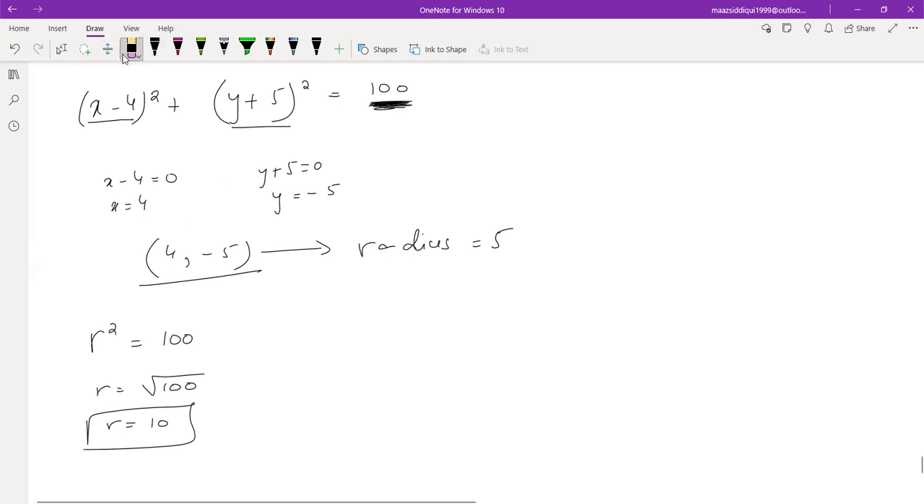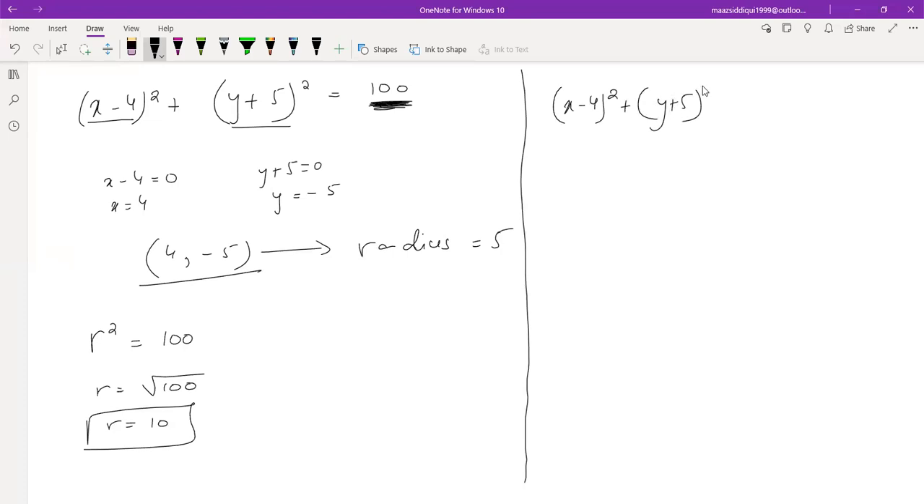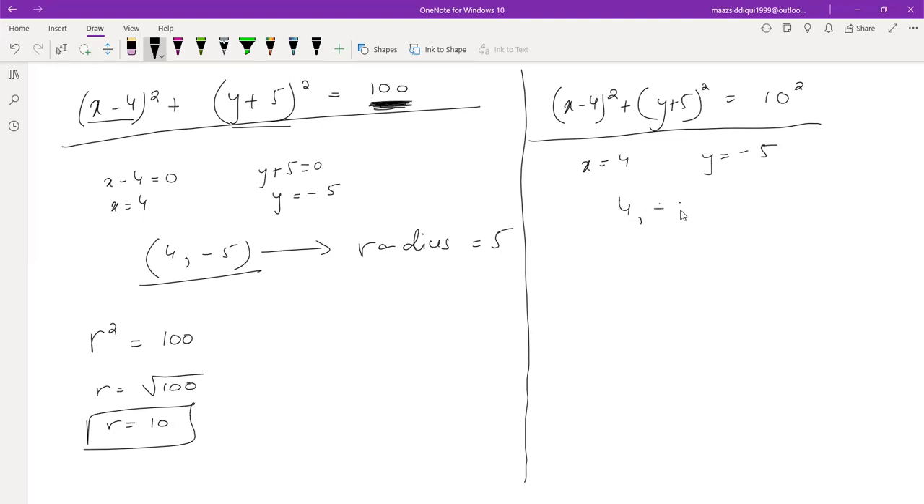However, if this exact thing had been given like this, x minus 4 whole square plus y plus 5 whole square is equal to 10 square, then your coordinates of the center of the circle will remain the same, because x minus 4 equals 0 gives x equals 4, and y plus 5 equals 0 gives y equals minus 5.